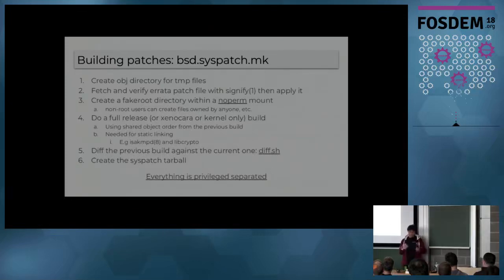So we fetch and verify the patch with Signify. We create a fake root using the no perm option because we do build as root, but we are losing privileges quite early. So when we install files, we need to be able to install them owned by root, etc. So we're using a no perm mount option for that. And then we diff the current built fake root against the former one and create the syspatch tarball.